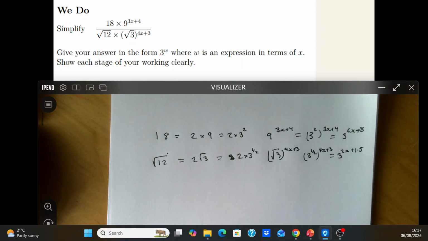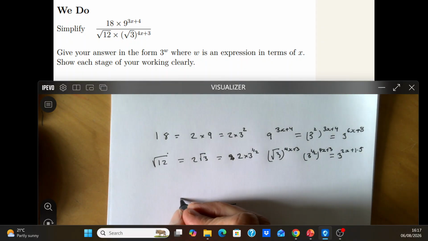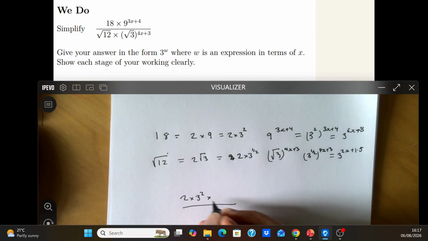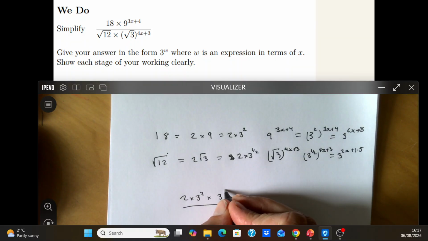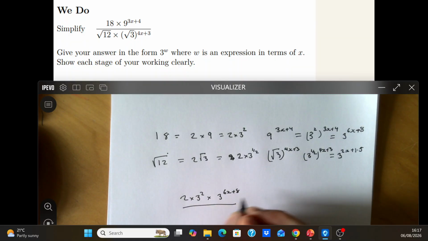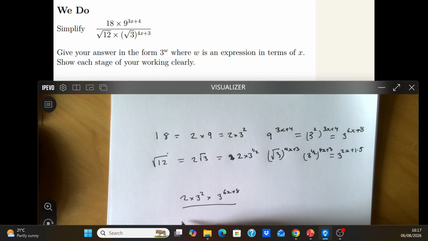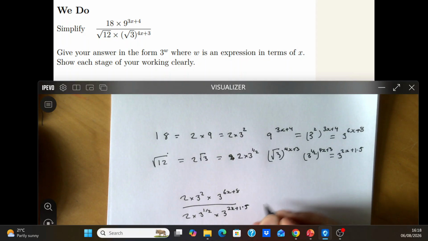Right, now what you're going to do, let's write it all out as the fraction. So I have 2 times 3 squared times 3 to the 6x plus 8, divided by 2 times 3 to the half times 3 to the 2x plus 1.5.